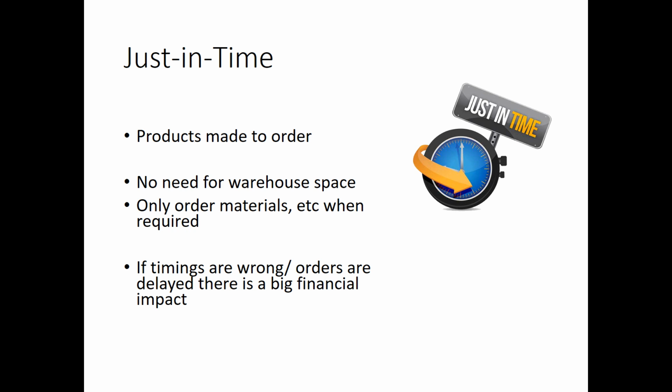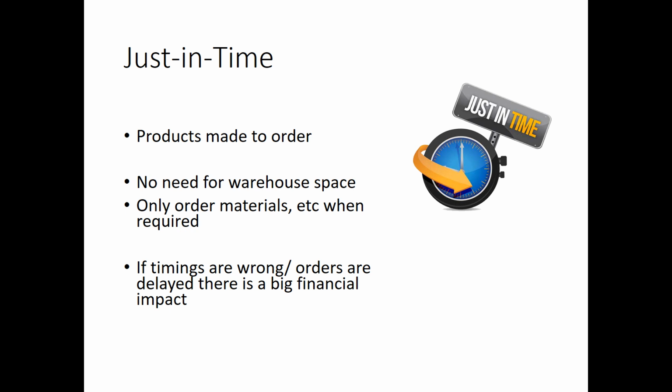Just in time is a bit of a different method, and Toyota as a car company use this a lot. It's where products are made to order, so it's good because your warehouse space isn't taken up. Basically, if an order comes in for a car, let's say the new Toyota Aygo, they make it, and it gets sent out. So warehouse space isn't needed.